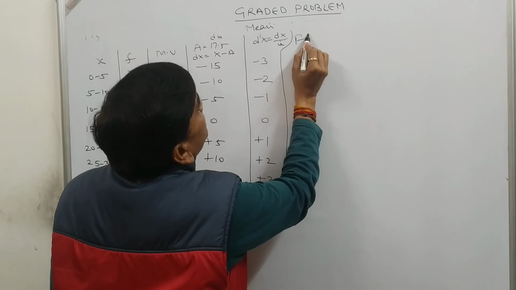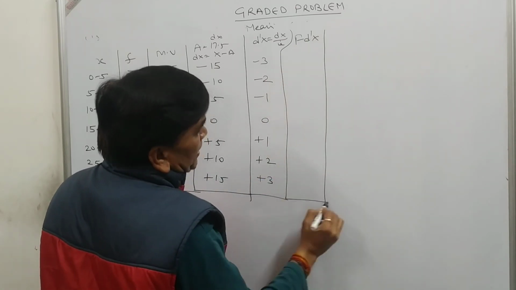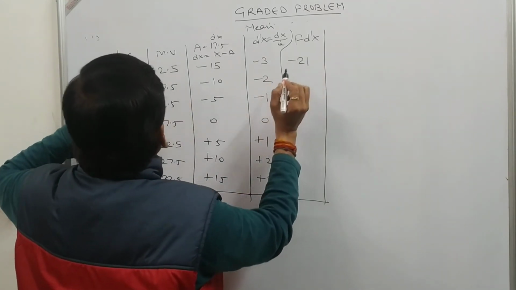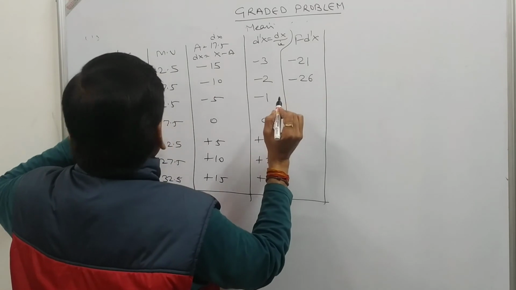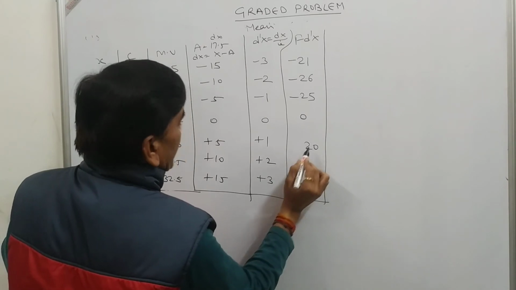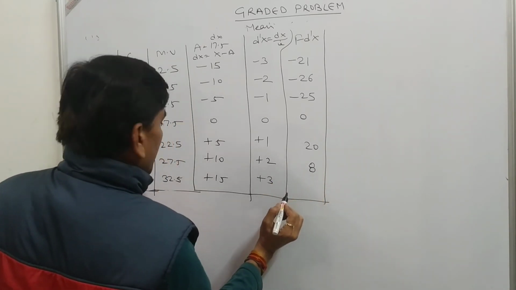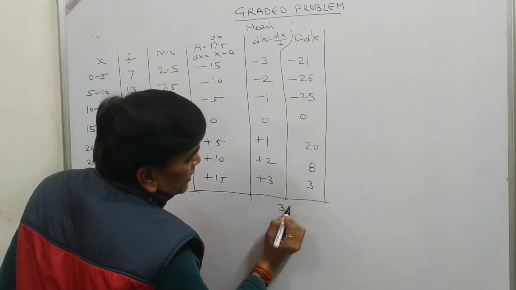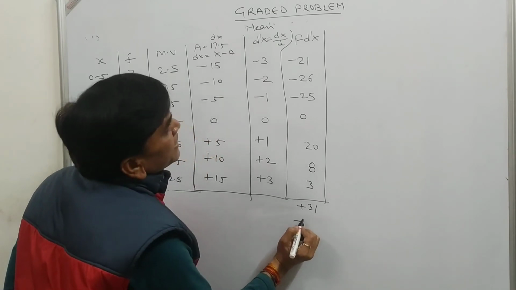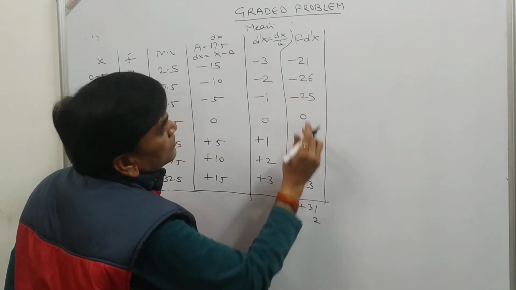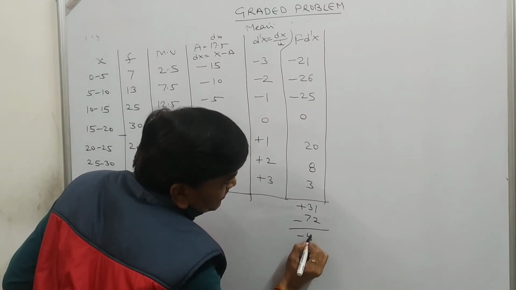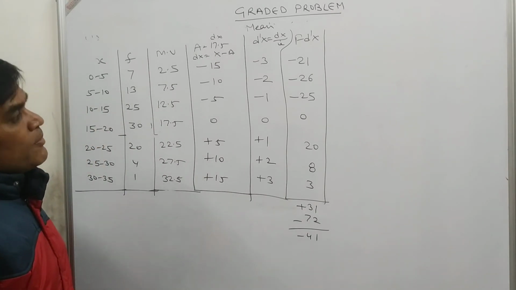Now we require f d dash x, the multiplication of frequency with this. So the frequency is this: 7 times 3 is 21, 13 times 2 is 26, 25 times 1 is 25. Okay. Now 21 plus 26 plus 25 is 72, 4 times 2 is 8, and 3 times 1 is 3. So 31 is the plus value. Plus 31 minus 72. So that will be minus 41. The value will be minus 41.